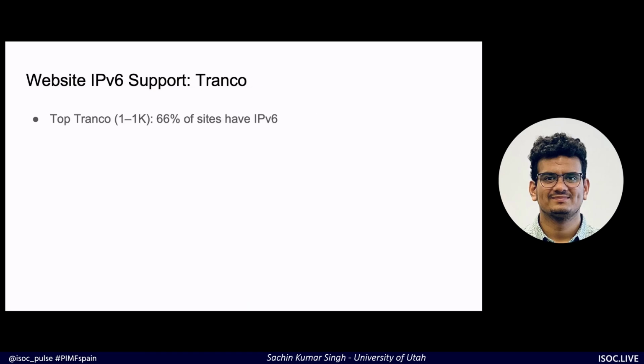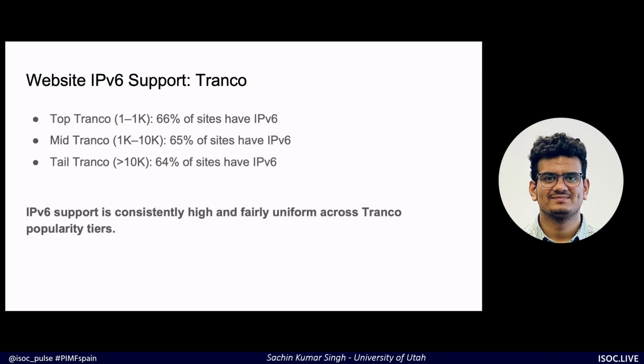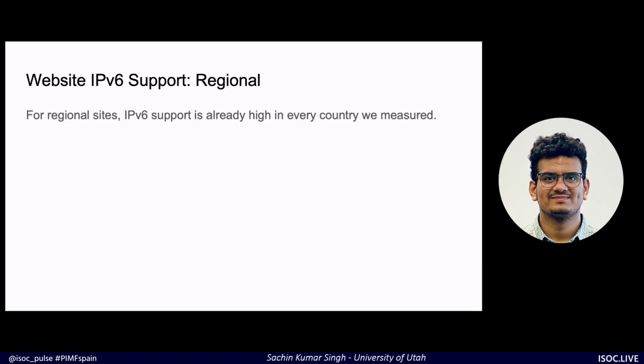Based on the IPv6 addresses we harvested, we map the initial website set of 10K websites to check how many of those actually support IPv6. So for top Tranco, we found 66% of these sites have IPv6 support. For mid Tranco, we found 65%. And for the tail, or the last Tranco, we found 64% of these sites have IPv6 support. So overall, based on these numbers, we can say that IPv6 support is consistently high and fairly uniform across Tranco popularity tiers. We did the same for regional websites.